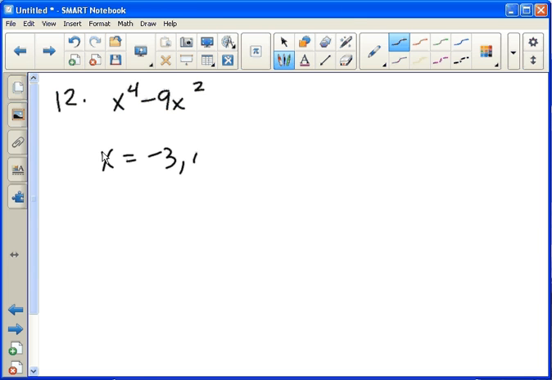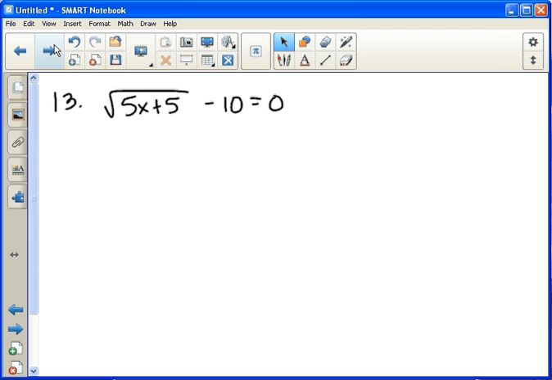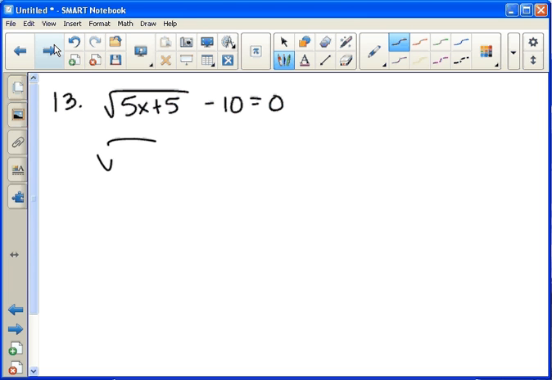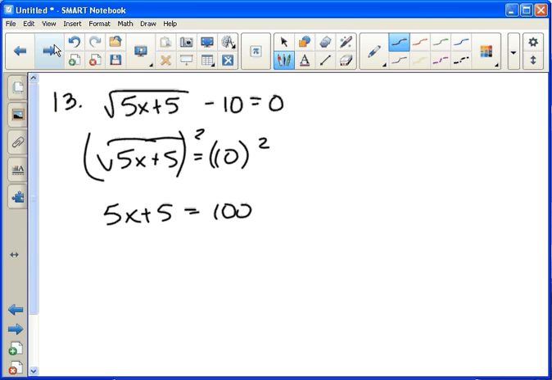Number 13, we're solving for x. My first step would be to add 10 to both sides, square both sides to get rid of that square root, subtract both sides by 5, and divide by 5 to get x equals 19. Remember, if I'm going too quickly for you, you can always pause and look over it that way.